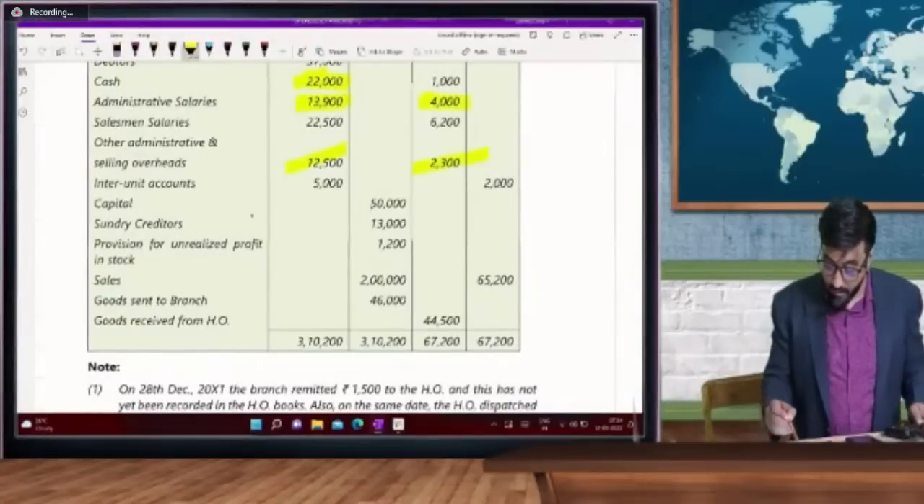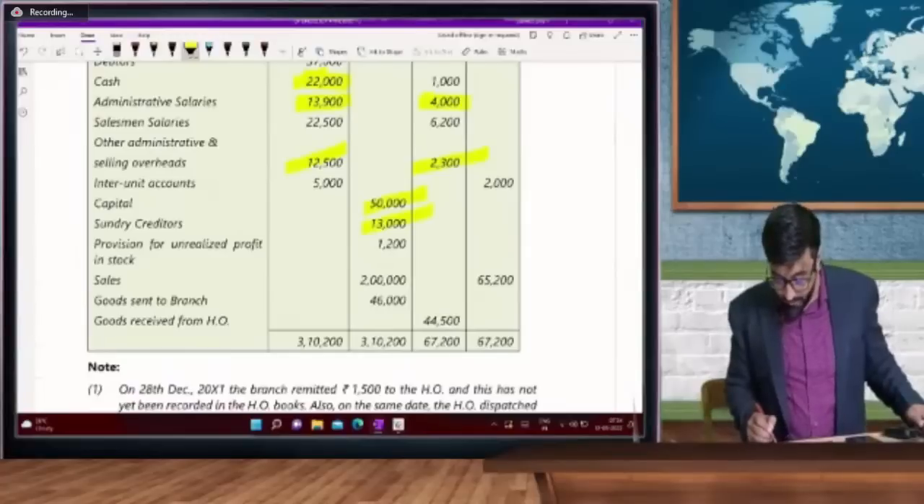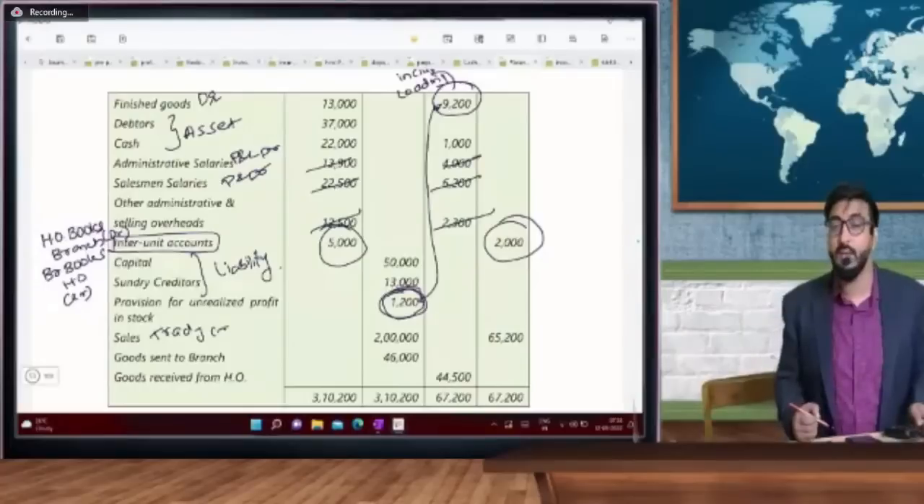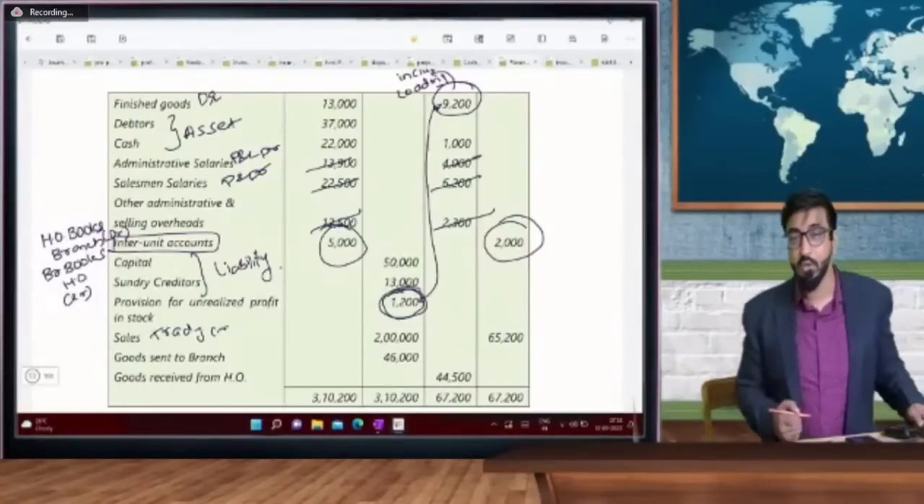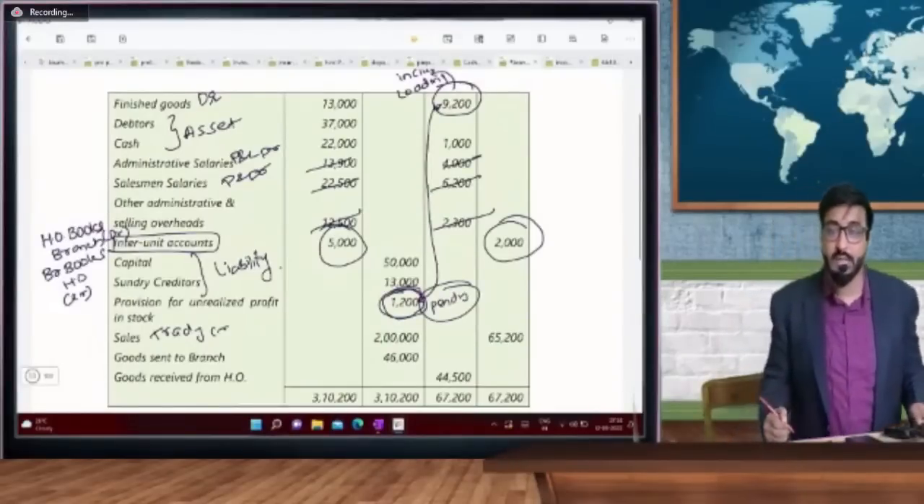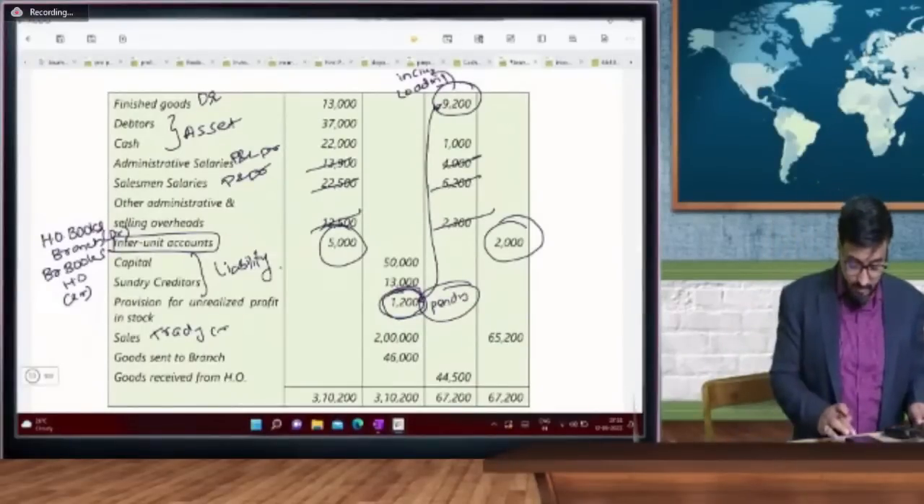12,500 done. Capital completed 13,000, this is also complete. Now provision for unrealized profit 1,200. So this 1,200 is nothing but unrealized profit on opening stock. So we will keep it as pending because we have to calculate closing stock reserve and then we will finish with this calculation.